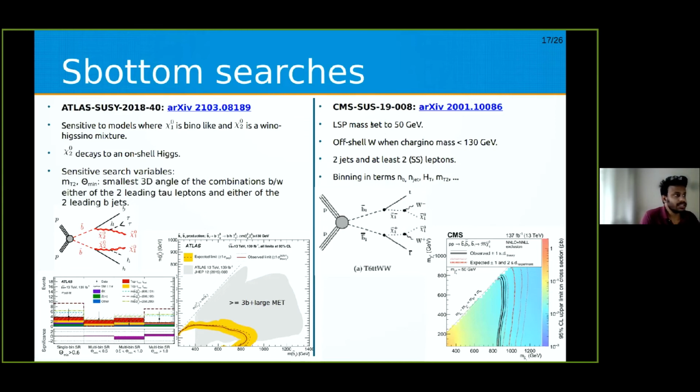You also have a CMS S bottom search where the S bottom decays to a chargino and a top, and the LSP, or the neutralino mass, here is set to 50 GeV. When the chargino mass is below 130 GeV, because the LSP mass is 50, you will have off-shell Ws. The search is in 2 jets and at least 2 same-sign leptons, and you see the limits shown here, and the strongest limits in terms of the S bottom mass are up to about 900 GeV.